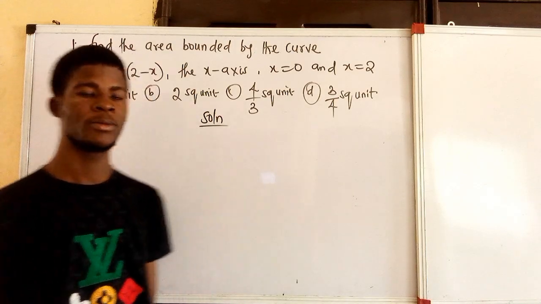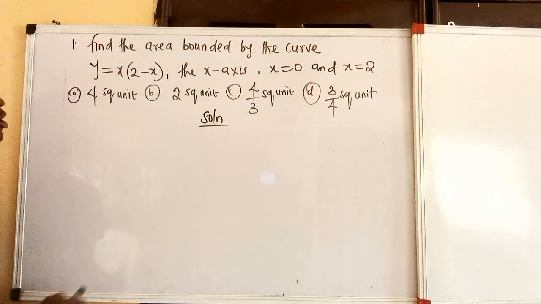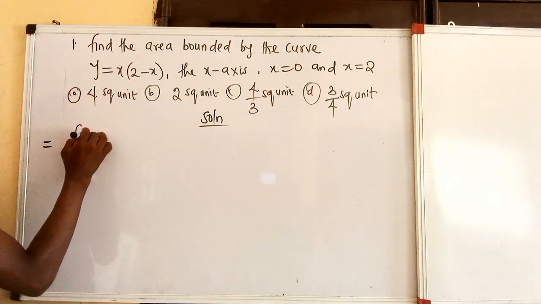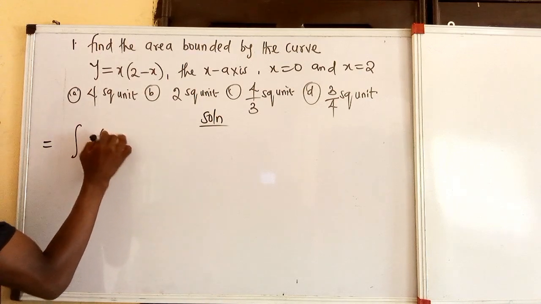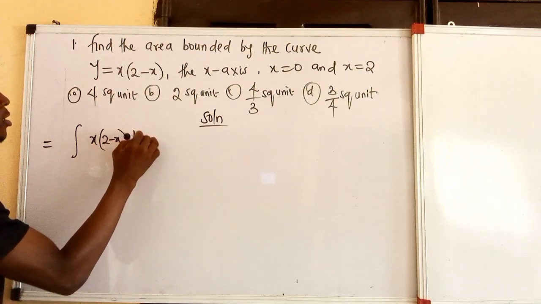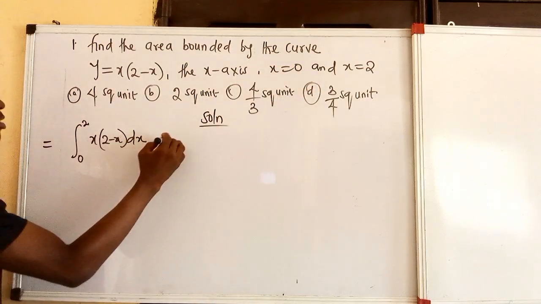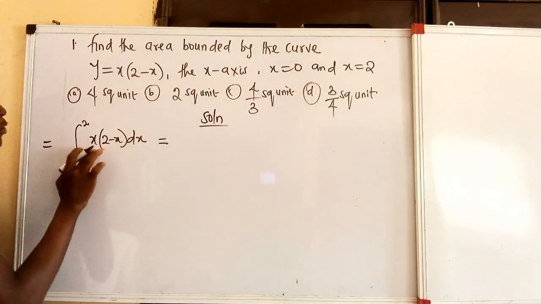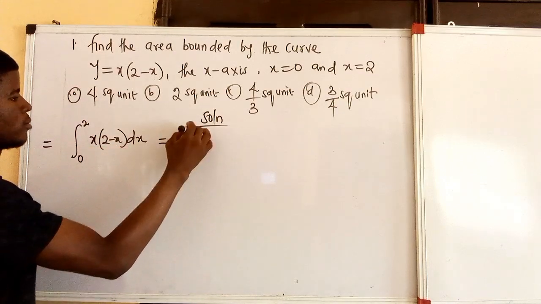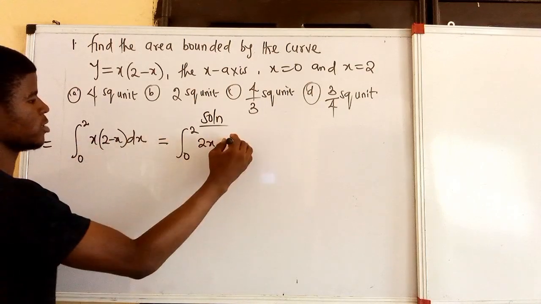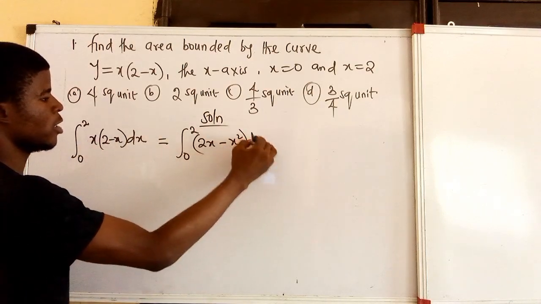This is the solution. The area bounded by the curve given by this function is the integral of the function, that's x times 2 minus x dx, from 0 to 2. The limits are 0 and 2. So let's integrate. Let's expand this function. We have x times 2 is 2x, then x times x is x squared dx.